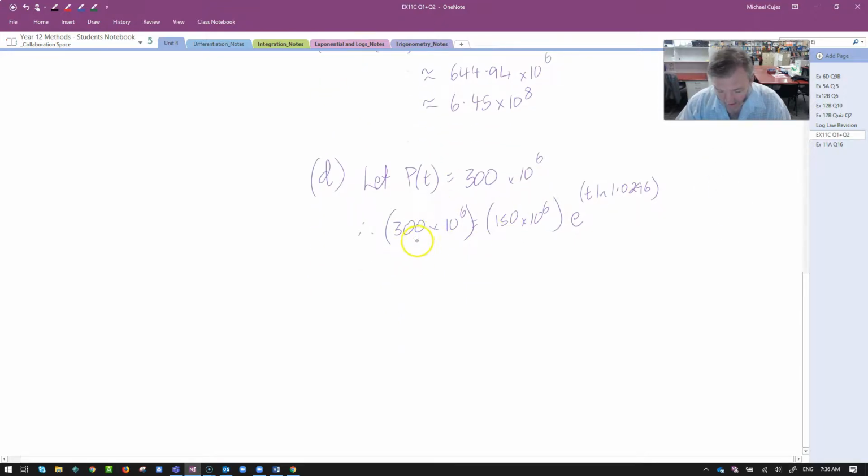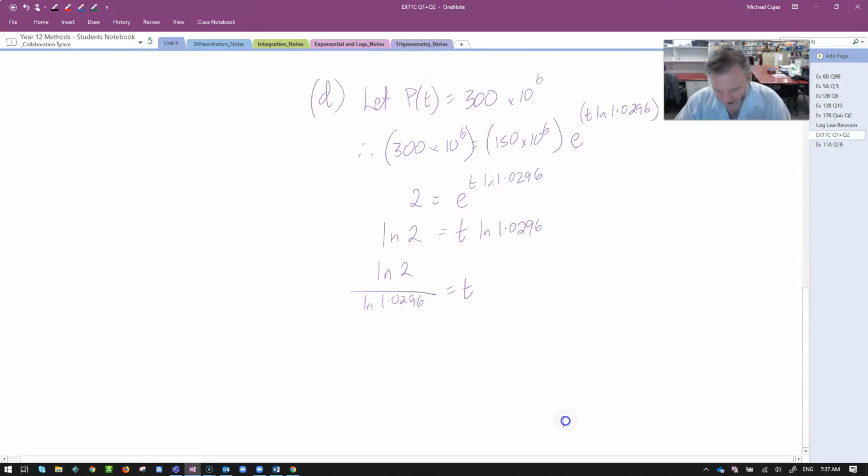And doing your division there, 300 divided by 150 is 2. So I'm going to have 2 equals e to the power of t ln 1.0296. Natural log, ln 2 equals t times the natural log of 1.0296. Do our division. Natural log of 2 divided by the natural log of 1.0296 equals t. That's a great exact answer, but probably not very meaningful to anyone. So I can understand why at this point, it doesn't want to draw the therefore sign for me. We would now go and say, what is that approximately equal to?